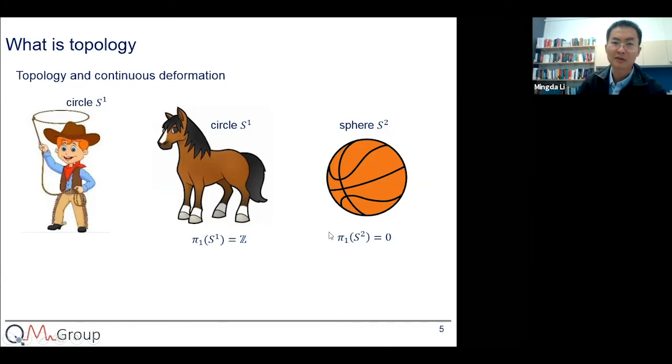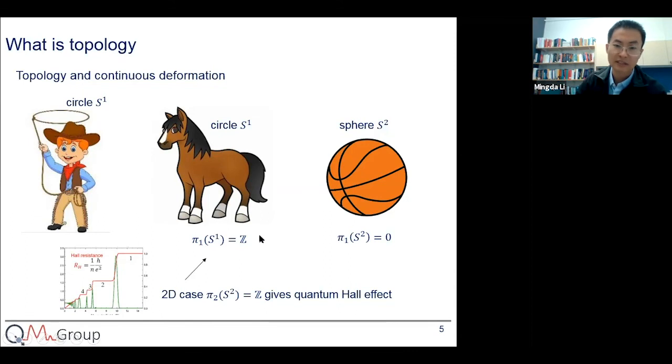So we might think, okay, this is real life, not directly related to physics. But imagine if we generalize this 1D example to 2 dimensions, then it directly gives the so-called integer quantum Hall effect. And this Z as integer is just this integer number in quantum Hall effect.